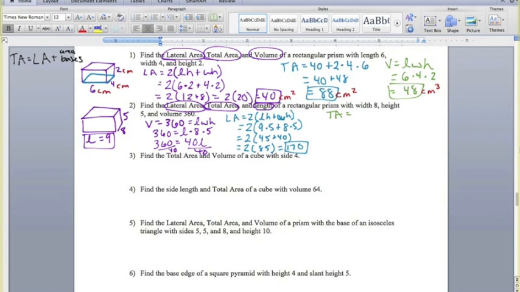Total area is the lateral area plus the top and the bottom. Lateral covers the sides. For total, we want to bring in the top and the bottom. Top and bottom are the same, so we're going to do 2 times the area of the bottom. If we outline just the bottom of the figure, it's a rectangle with sides 9 and 8. So again, you do all your multiplications first, and then add it together with that 170, and we get 314.